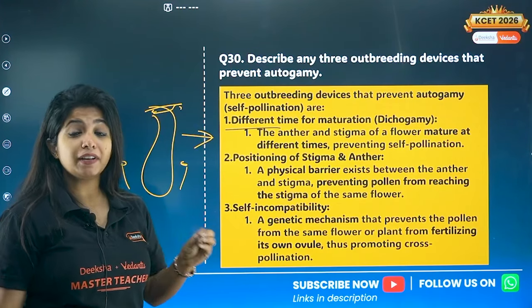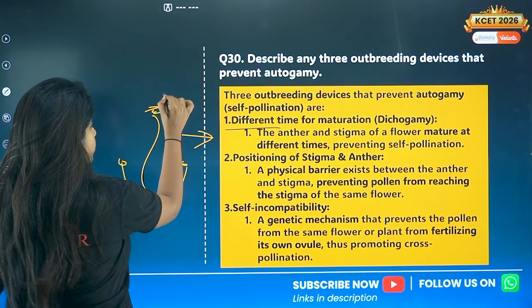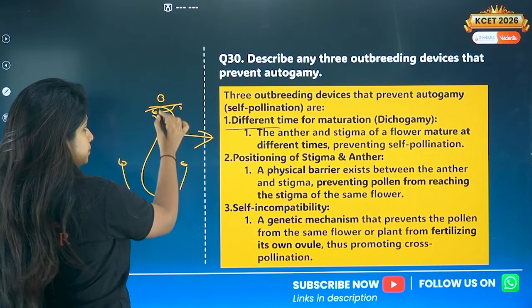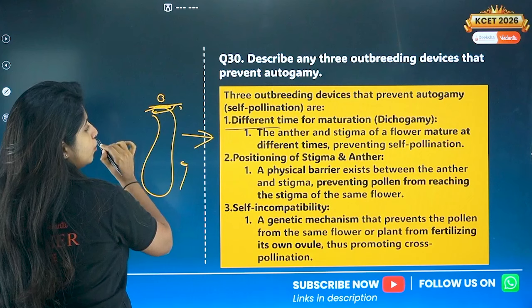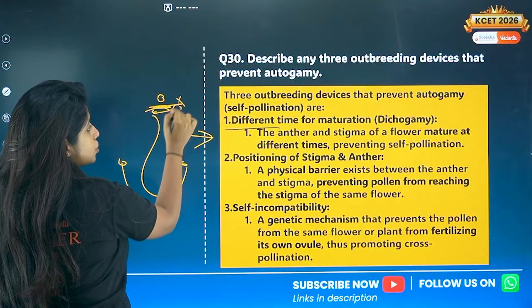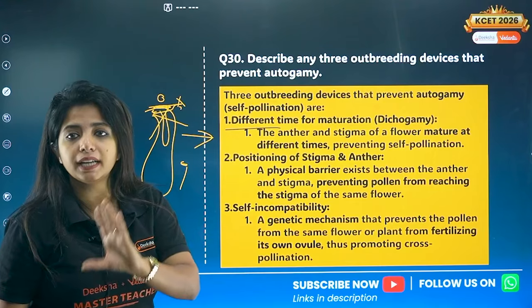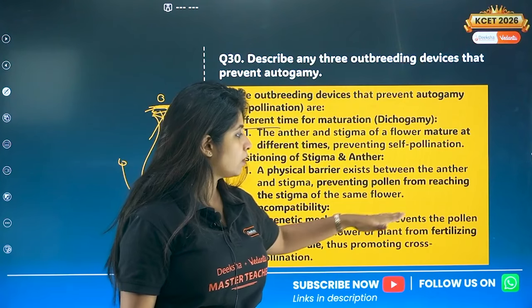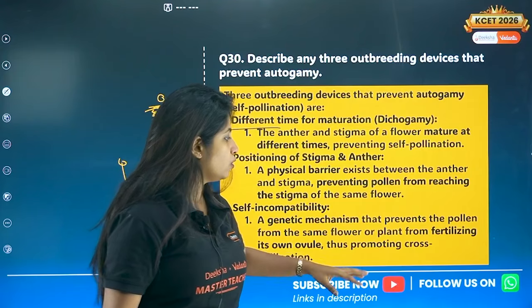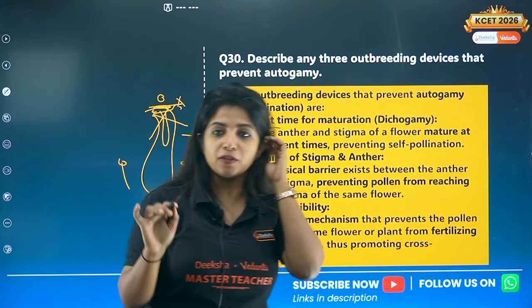The third thing is self-incompatibility. Now this is a genetic mechanism. That means, suppose the pollen grain landed over here on the stigma of the same plant. The plant itself does not allow it; something happens in this particular region such that it does not allow pollen tube growth. This is known as self-incompatibility. It is a genetic mechanism that prevents the pollen grain from the same flower or the plant from fertilizing its own ovule, thus promoting cross-pollination. It won't allow that to happen. So these are the 3 things.